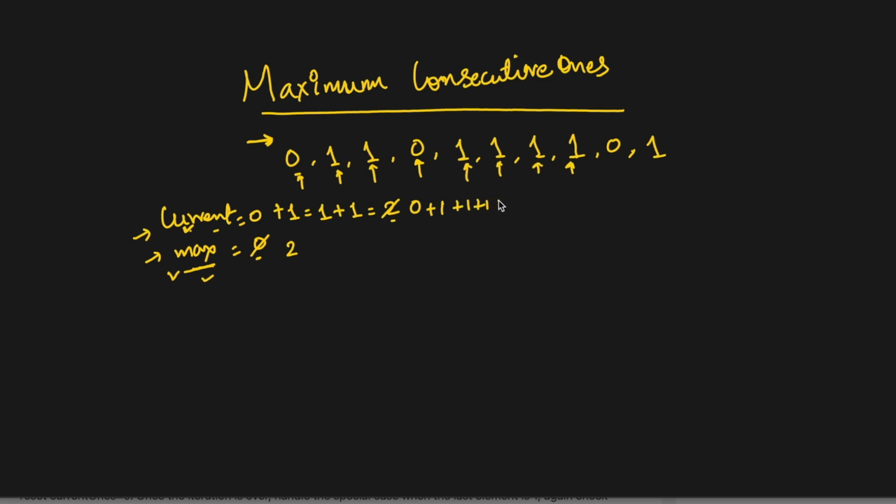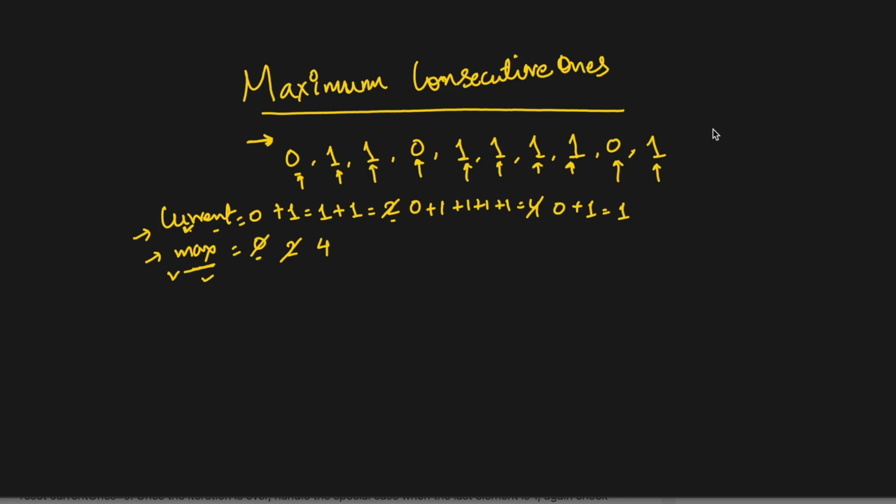Okay, now next is 1, so we'll increment, and now next is 1 1 1 1, so current will become 4, right? And then again we encounter the 0. So again we'll compare max and current. So max is less than current, so we'll update the max to 4 and reduce the current to 0, and we'll find 1 here. So now the current is 1.